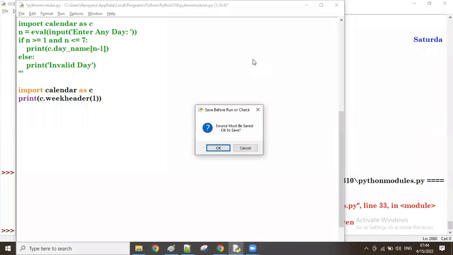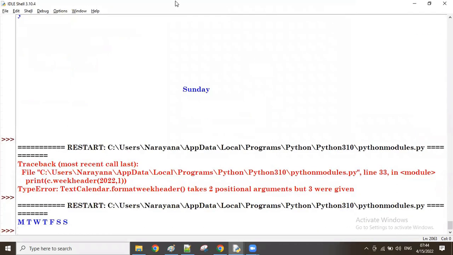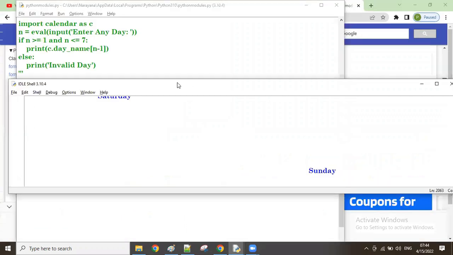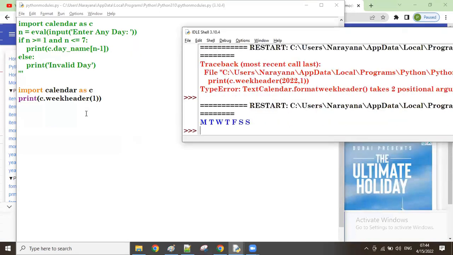Okay, observe here, I am giving the 1, right? You can see now. For Monday, what came? Monday, M, Tuesday, T, like this.